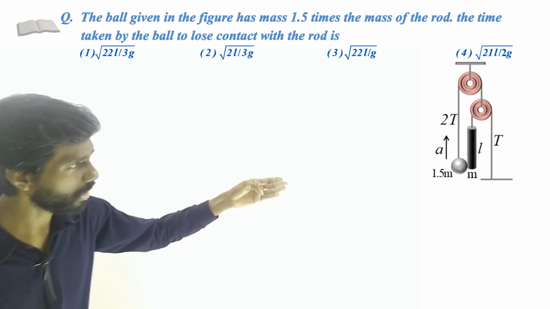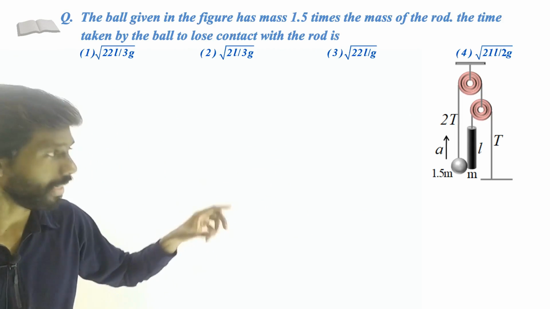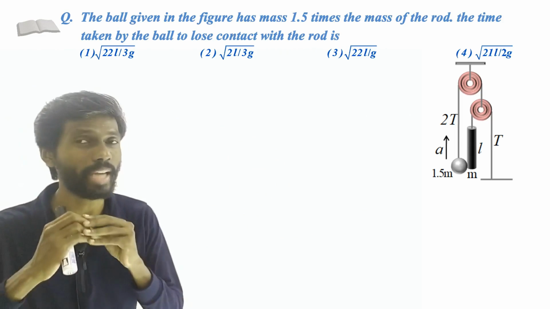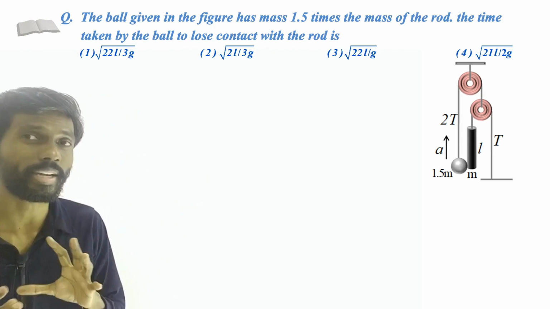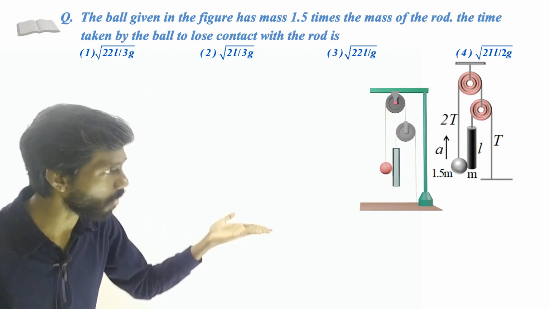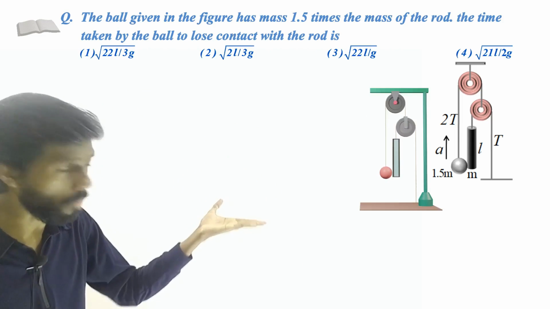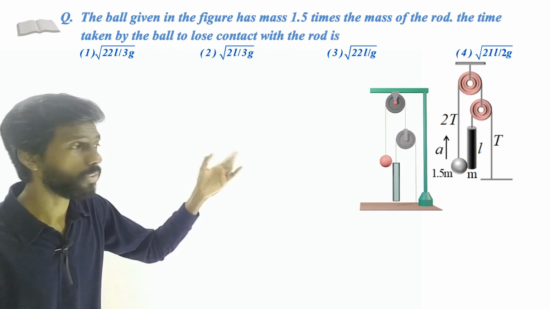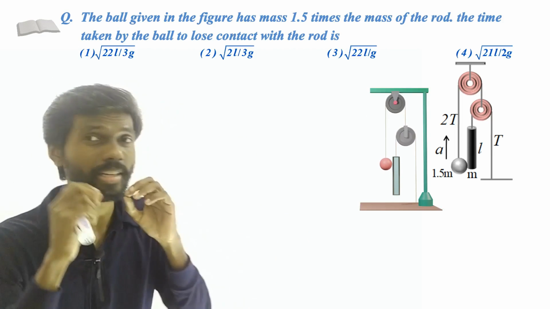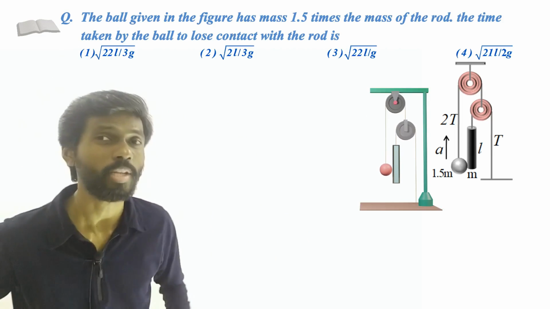Okay, now this is the position. The ball is touching the rod at the lower end. Now we have to find the time taken for these two to lose contact. That means this ball has to move upwards to cover a distance of L, and that is when it will lose contact, right? So that is the time we have to find.